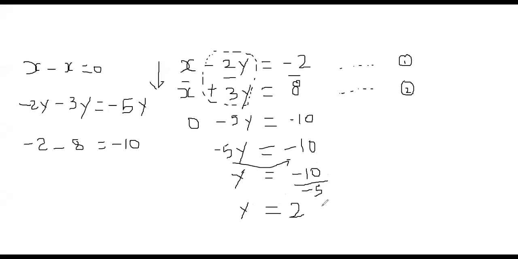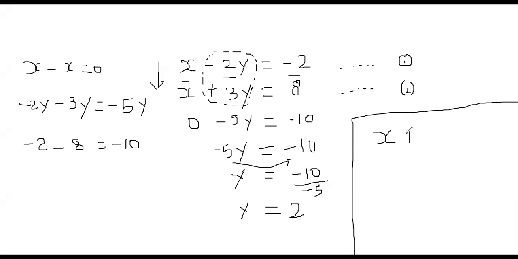So we found one variable, which is y. We need to find x now. So we choose one of the equations, equation 1 or equation 2, and do our substitution. Choose one of them and tell me what answer you get. Let's choose the second one this time. We get x.